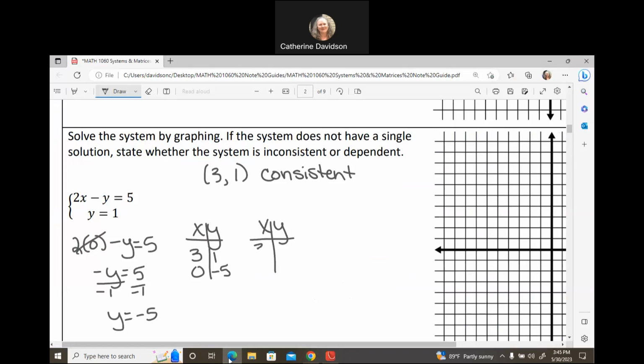So for the second line, we use the point (3, 1). That's where they intersect. And let's try a 0. Well, there's no x here. So no matter what x is, y is always 1.